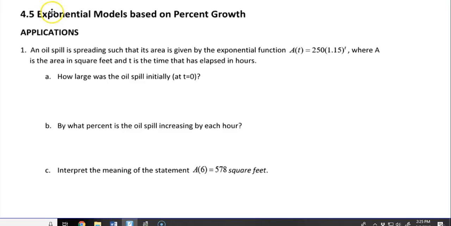In this recording, we're going to explore some exponential models based on percent growth. What I'd like you to do for this oil spill application is read through the given information and then see if you can answer questions 1A, 1B, and 1C. Then play the recording when you're ready.